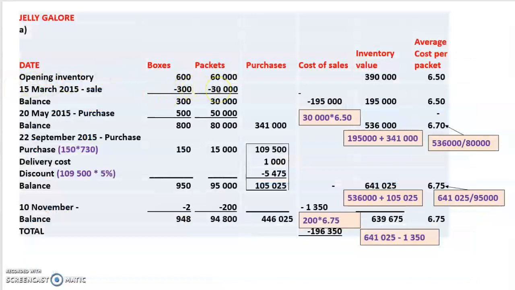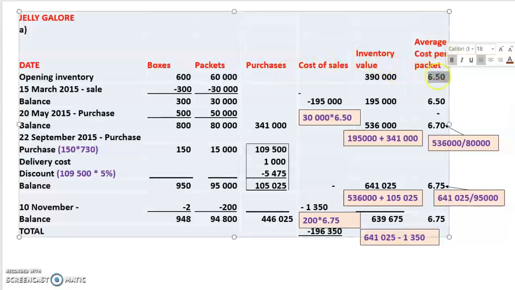When we have sold those 30,000 packets, at what price were those packets sold? Not the selling price. What was the cost price involved? The cost price involved was the average cost per packet just before the sales transaction took place. So 30,000 times 6.50 Rand gives us total cost of sales of 195,000 Rand. 30,000, the number of packets, times the average cost just before the sales transaction took place, 6.50 Rand, gave us cost of sales 195,000.